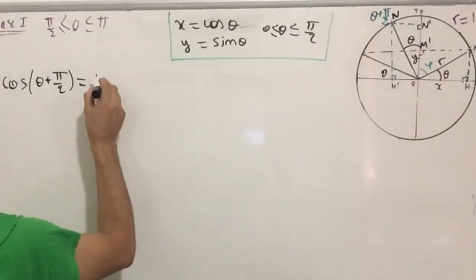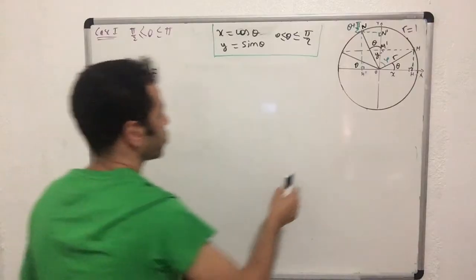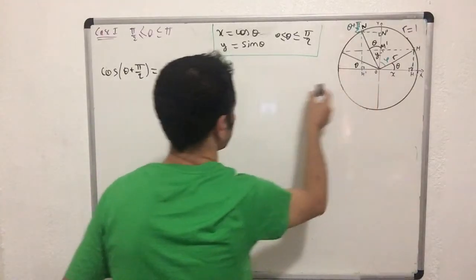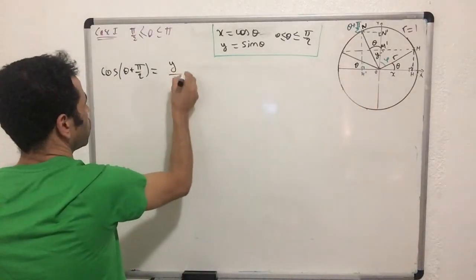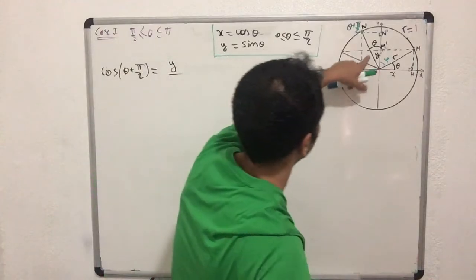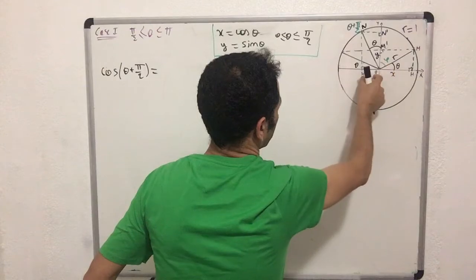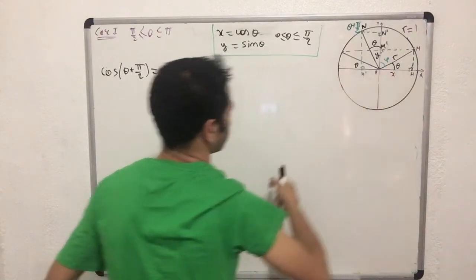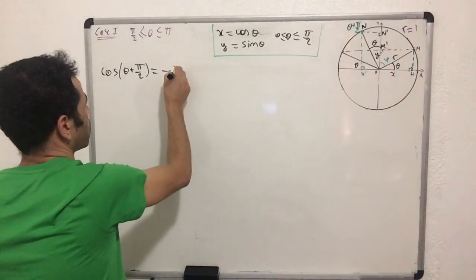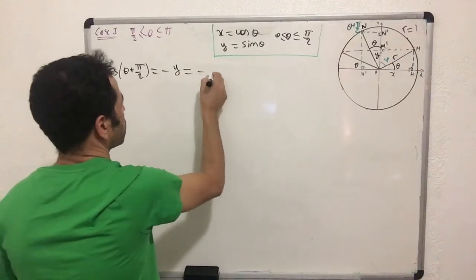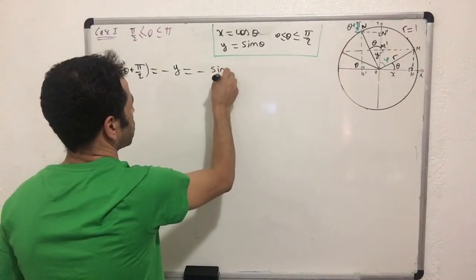So the distance that I'm looking for is y over the hypotenuse. Since the cosine is located in the negative direction, it is minus y, so it equals minus sine theta.